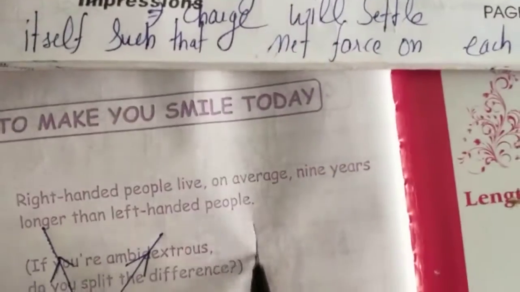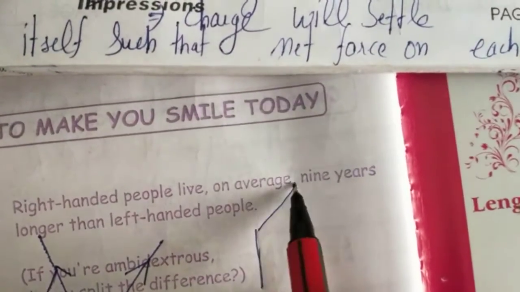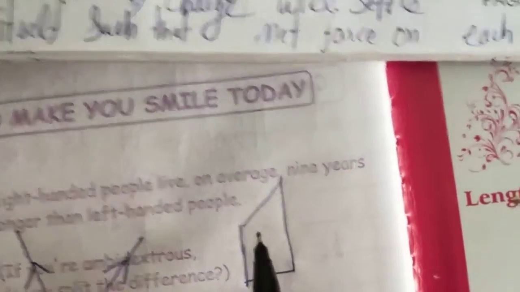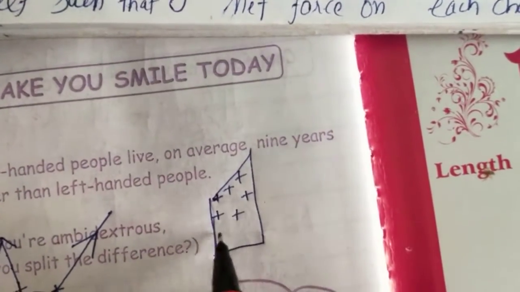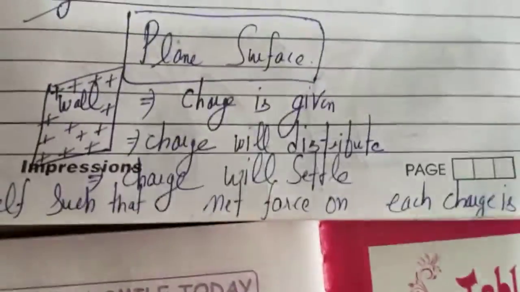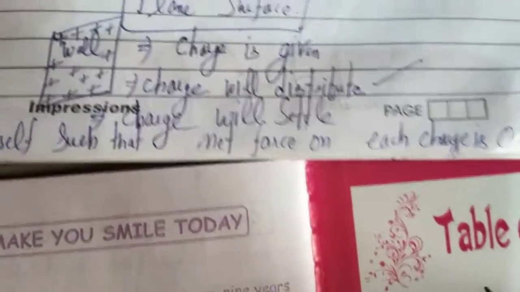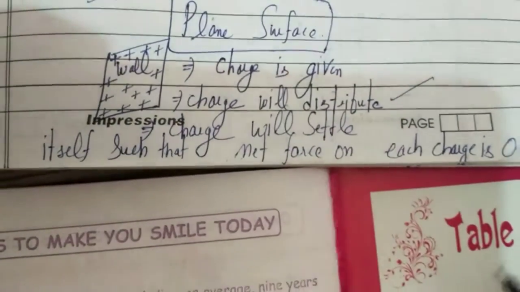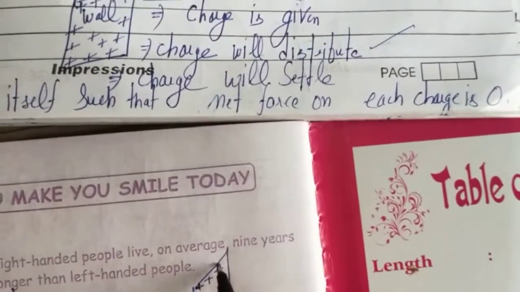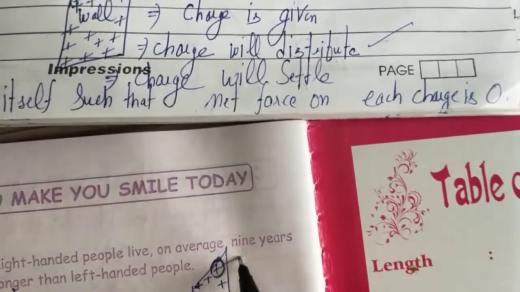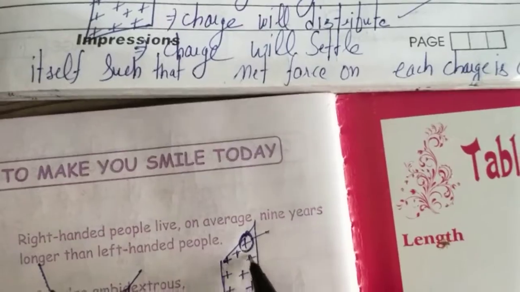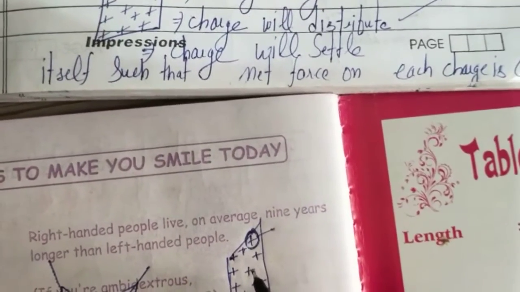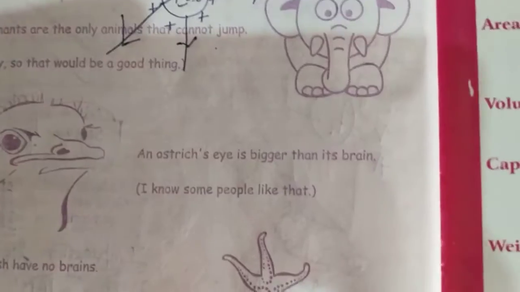Suppose we have a plane surface. What does plane surface mean? Suppose we have a wall and we have charged it. This is a plane surface. All the charges will reach the surface of this plane charge. The charges will distribute and settle themselves in such a way that the net force on each charge is zero. This will have its stable position, it will not move, and the net force due to this charge and due to this charge will be zero. So it will remain at this position.